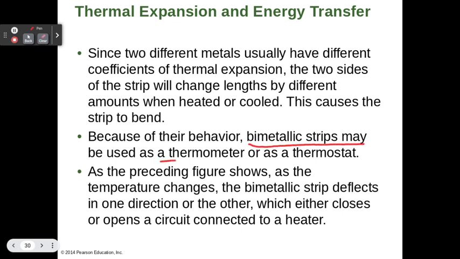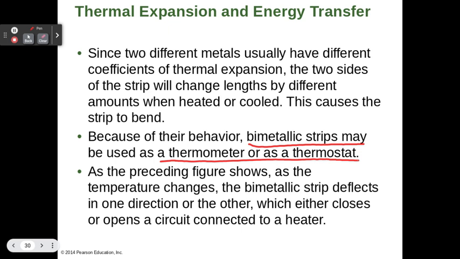Bimetallic strips are used in thermostats and thermometers. So your thermostat is the thing that turns the heat on and off. So they'll have two different metals bonded together. And depending on the temperature, one will expand more than the other one, which might trigger a switch that will cause the thermostat to either come on or go off, depending on which one you're doing. So that's what they're usually used in. So it will curve or move in one direction or the other.